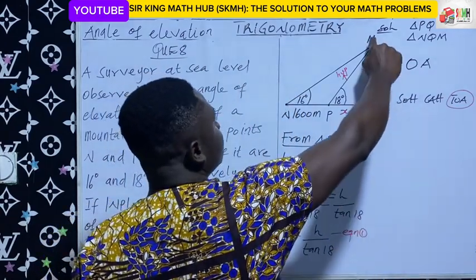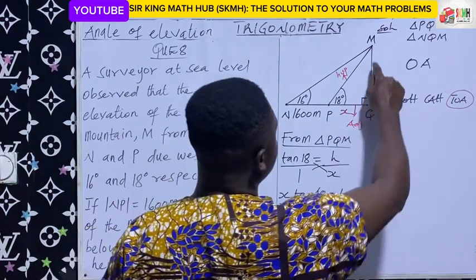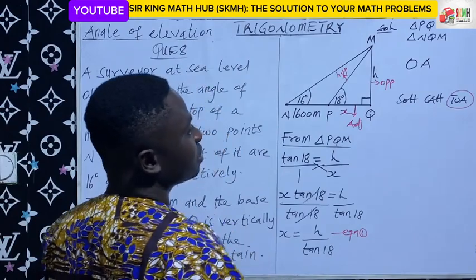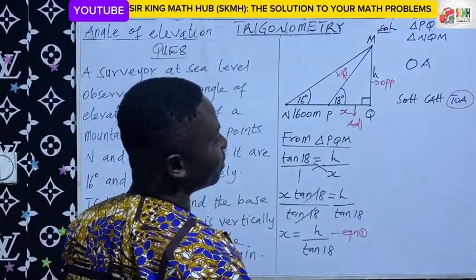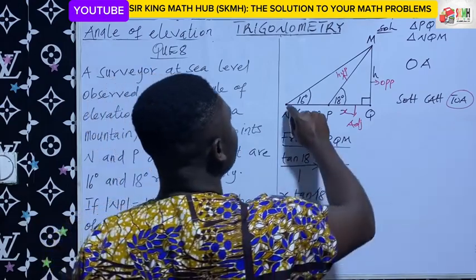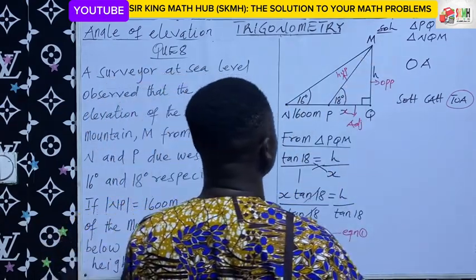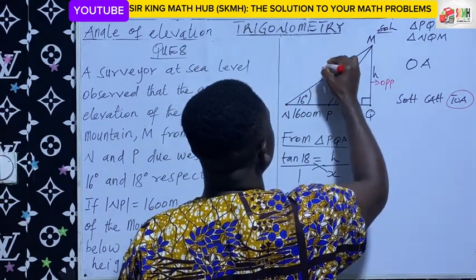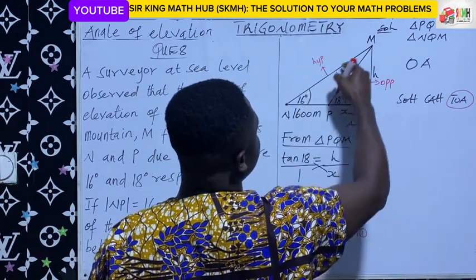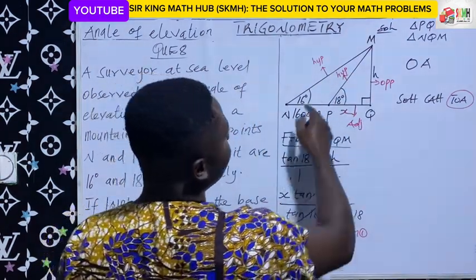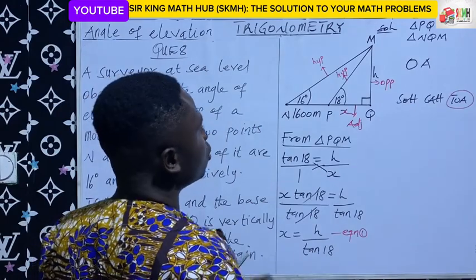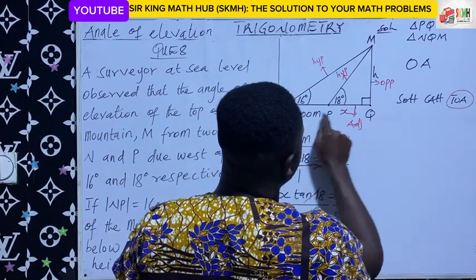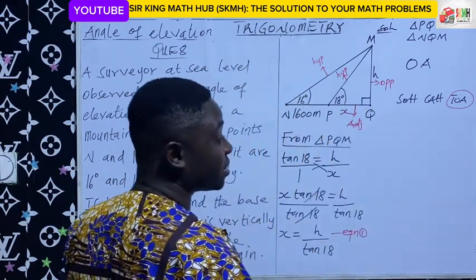This side here is still the opposite because the height of the mountain faces the acute angle, which is 16 degrees. So this height, the height of the mountain, is the opposite. This distance here, that is line NM, also represents the hypotenuse because it is the longest side. Again, it is the side facing the 90 degrees angle. So obviously, this side here, line NQ, represents the adjacent. The whole of this distance represents the adjacent.